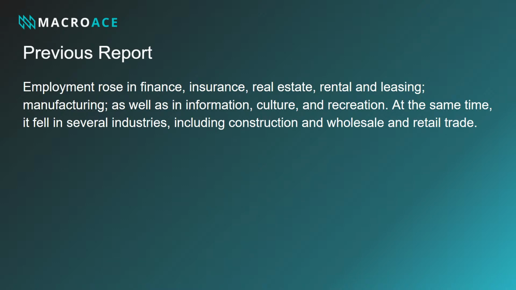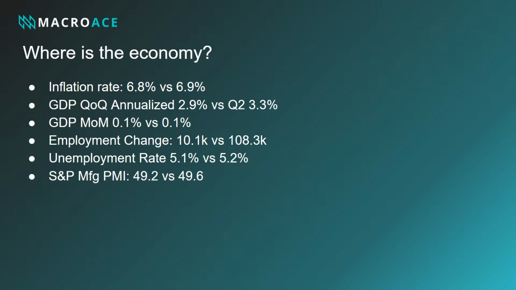but not as strong as what we had seen when the last figure had come out in Canada at 10.1k. Where's the economy at the moment? So inflation at 6.8% versus 6.9%. Quarter-on-quarter annualized GDP for the third quarter was 2.9% compared to the second quarter of 3.3%. GDP was unchanged at 0.1%. Employment change, as said, 10.1k versus the prior 108.3k.